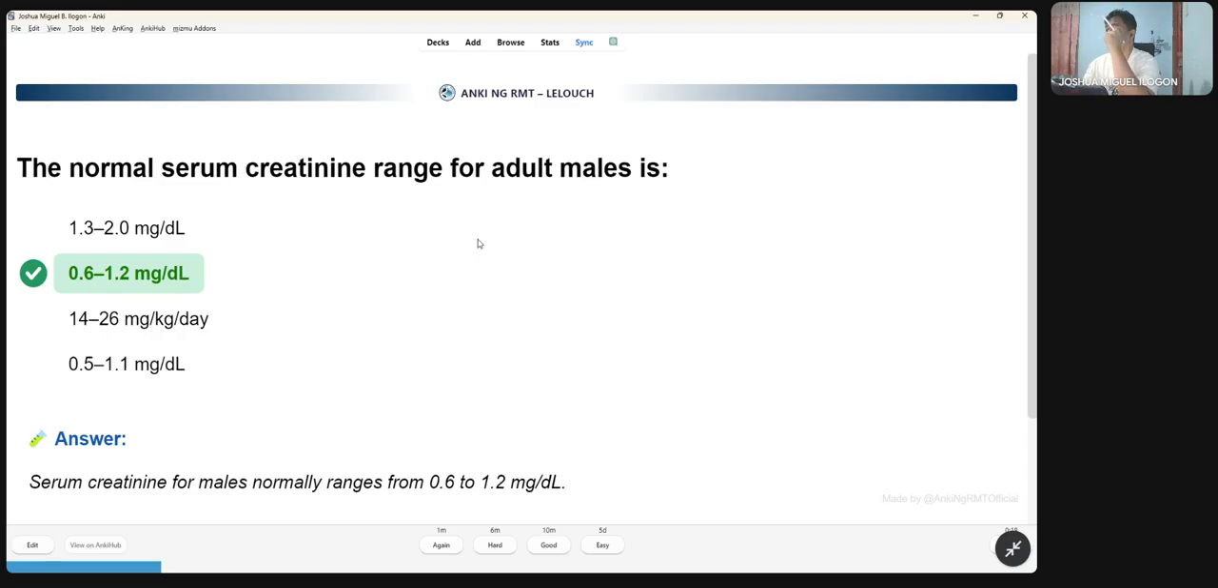I am wrong. I am wrong. That was not the right one. It's serum creatinine. Oh, here it is. Oh, it's the urine creatinine. Oh God, I am not surviving tomorrow. 0.6.